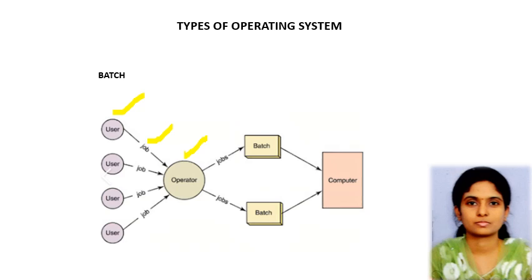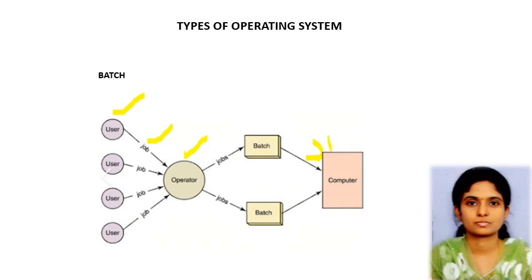The second is that the CPU is idle. In this batch, job 1 will be executed, and after job 1 it will take time to execute job 2. Until job 2 starts, the computer will be in an idle state. This mechanism slows things down, as the speed of the mechanical input output devices is slower than the CPU.